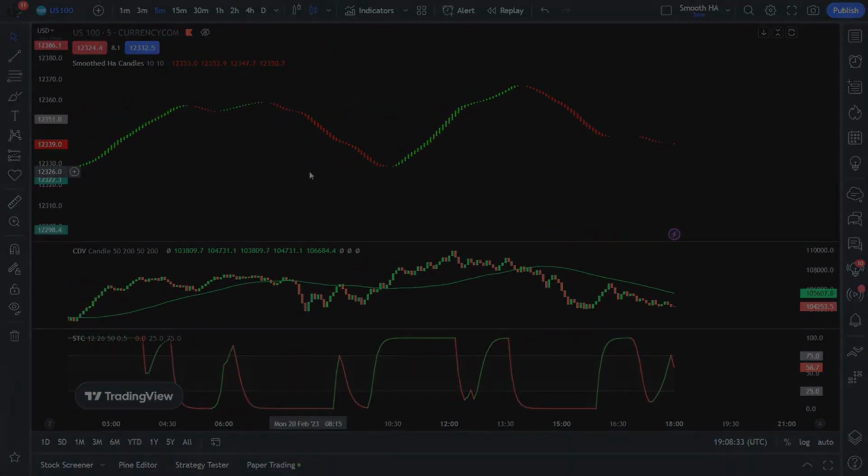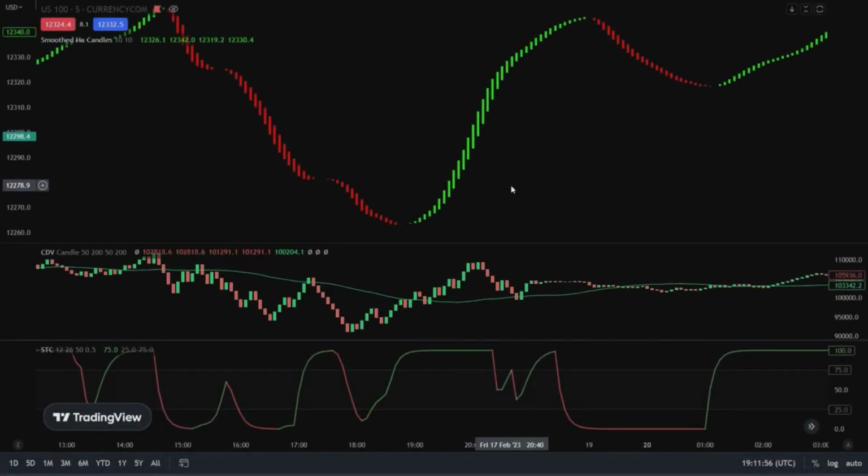Time for some long position examples. For long positions, we require 3 unique features on our chart to take place. 1. The smooth Heiken Ashy candles are colored in green. 2. The cumulative delta candles here must have broken above the 50 SMA. 3. The STC indicator line must be colored in green and above the 75 range.